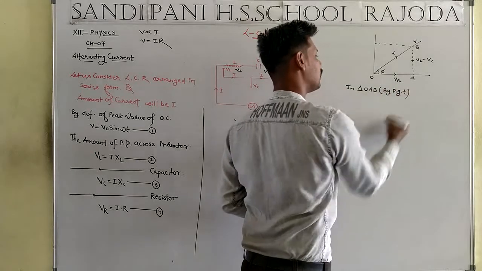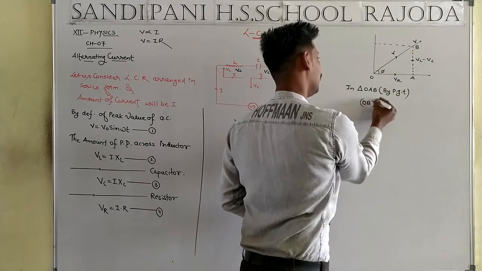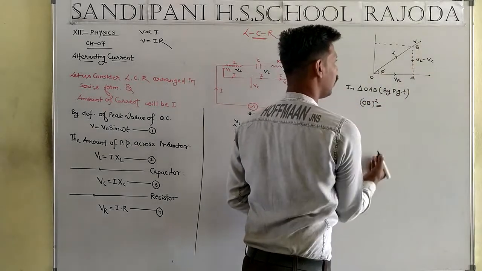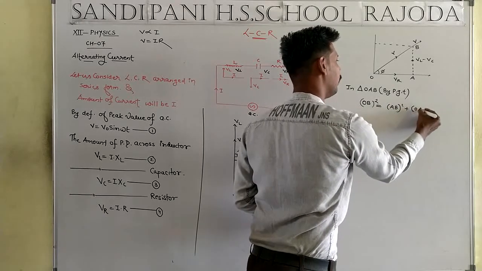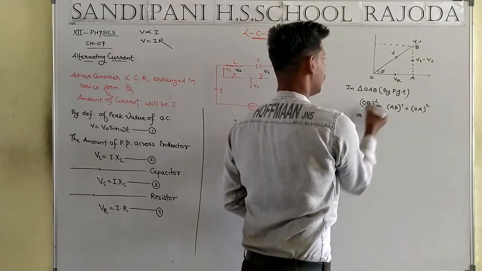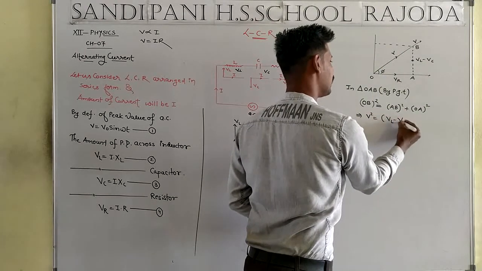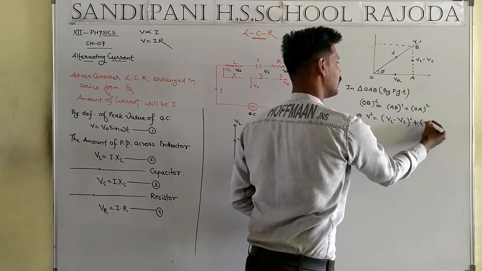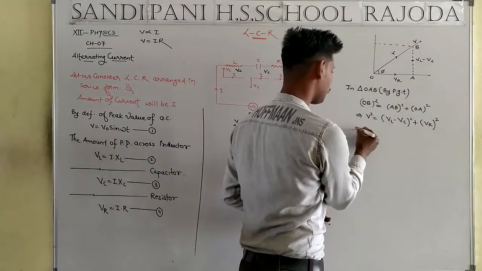What is the Pythagoras theorem? The square of the hypotenuse is equal to the square of the perpendicular plus the square of the base, such that V square equals (VL minus VC) whole square plus VR whole square. You know that very well.